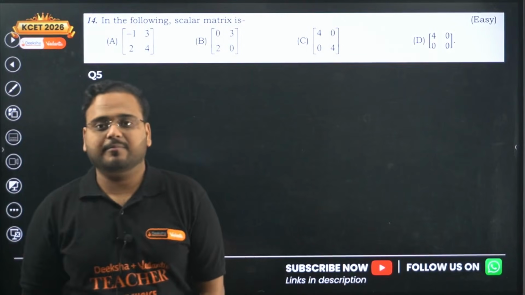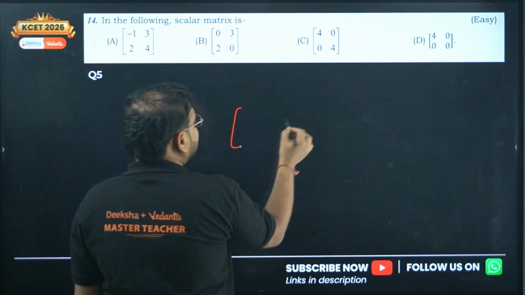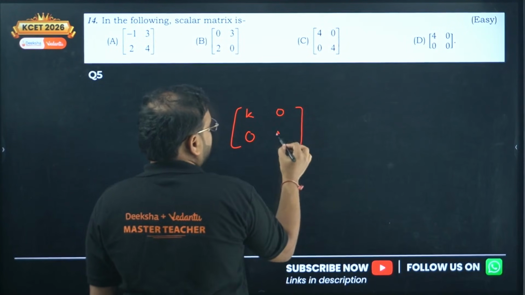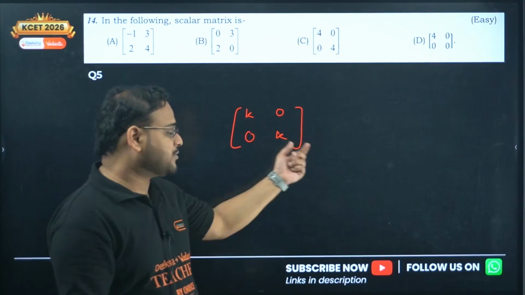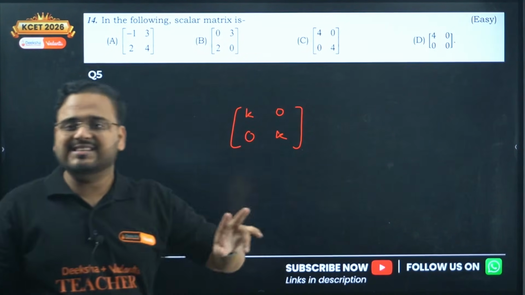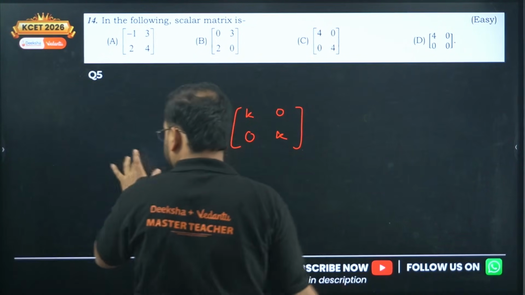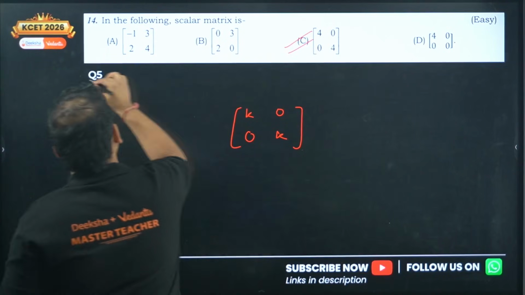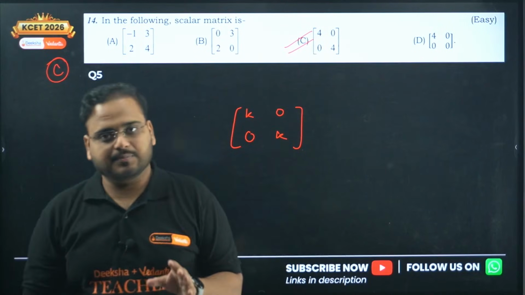In the following, which is a scalar matrix? A scalar matrix we all know is a diagonal matrix, so everything else will be 0 and the diagonal elements will be equal. It has to be a square matrix with non-diagonal elements 0, and the diagonal of the same element. Check here. Yes, C is correct. So fifth one, answer is C. Very simple.